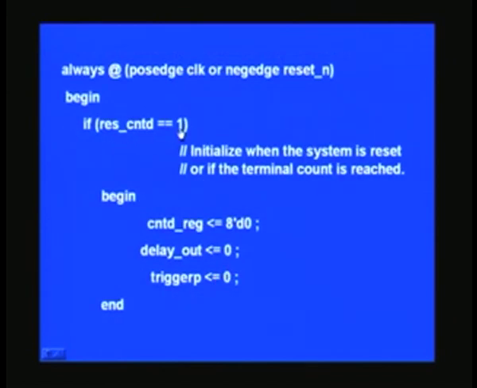So this must be 1 only. So if it is 1, then only initialize. What are the signals to be initialized? Say for example, this counter output itself.